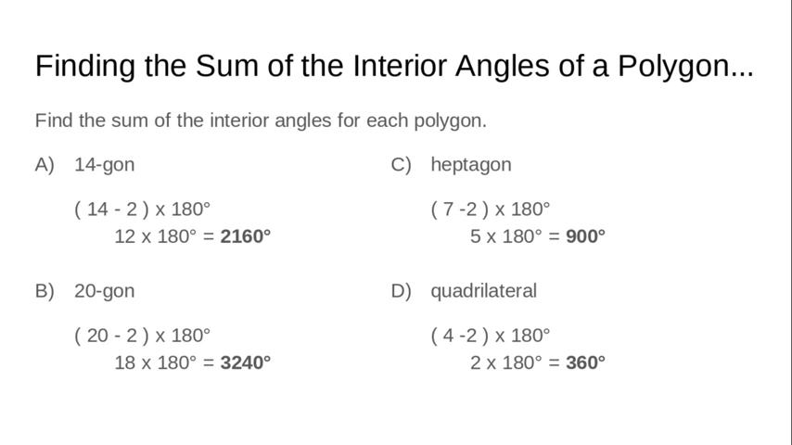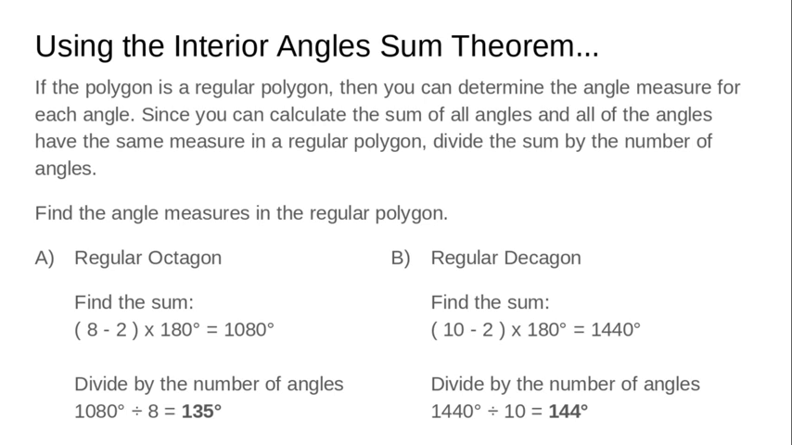Now, these are true whether the polygon is a regular polygon or irregular. It doesn't matter. The angles are still going to add up to these amounts. But something else is true if we have a regular polygon. So if that polygon is regular, remember, regular means all angle measures are the same. So we can know what each of those angle measures are going to be specifically if we calculate the sum and then divide by how many angles there are.